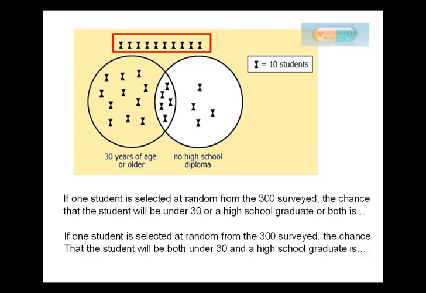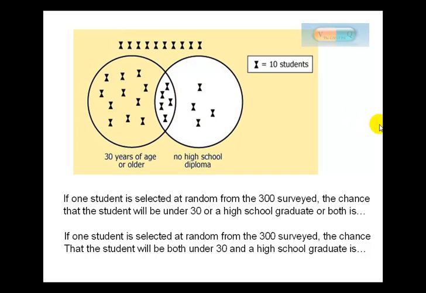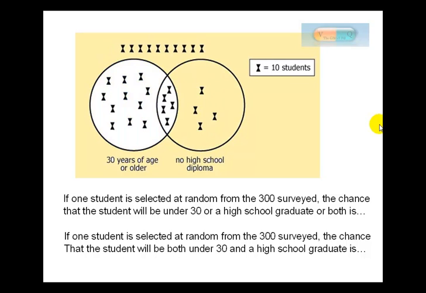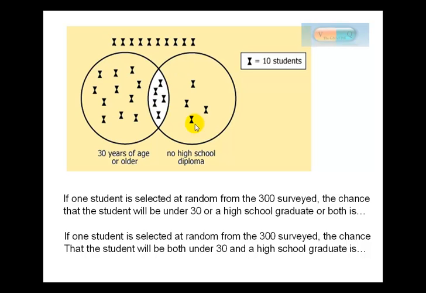So then the question remains, how do you answer this question? The chance that the student will be under 30 or a high school graduate or both. Well, that would just basically be everything here, right? Because you combine the colored versions that we mentioned before, this one along with this one, and the only thing that was not colored in either picture was the middle portion right here. You combine it and you end up with something like this.